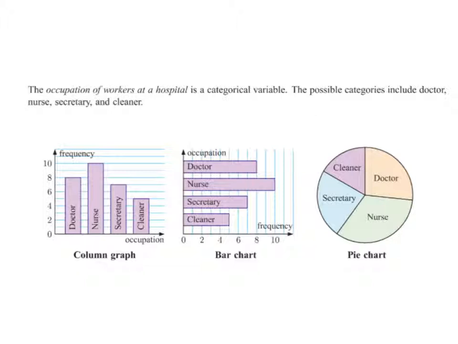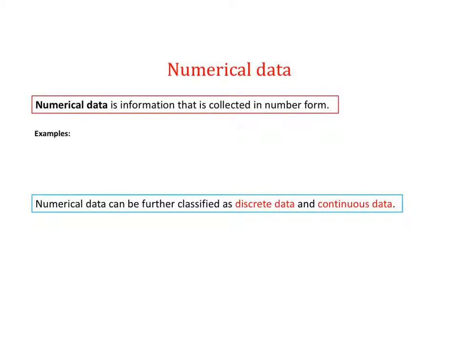Before we get to that, the occupation of workers at a hospital is a categorical variable. For example, are you a doctor, nurse, a secretary, a cleaner? You can organize that data through pie charts, bar charts, column graphs, things like that. Now, to Lily's point, we have numerical data, which is information that is collected in numbered form.